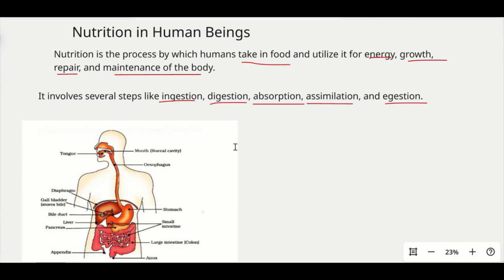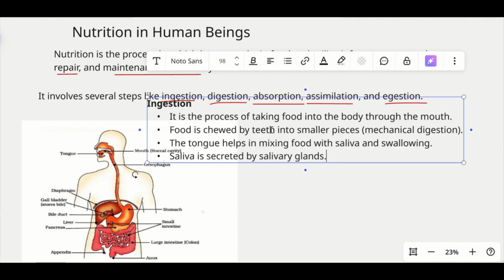So the first step, as we mentioned, is ingestion. What do we mean by ingestion? Basically, it is the process of taking food into the body through the mouth. The food is chewed by teeth into small pieces. Whether it is vegetables, fruits, or rice, whatever it is in a bigger form, first we have to convert it into a smaller format. That is why we have to chew it.